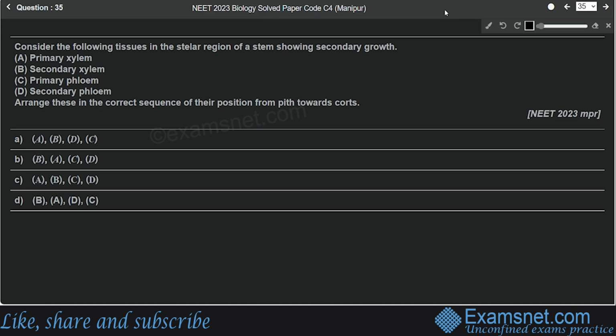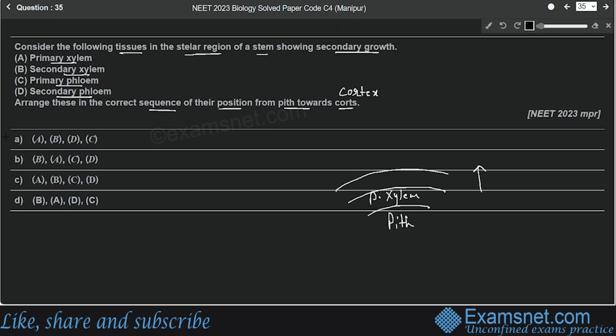Question number 35 is from the chapter Anatomy of Flowering Plants, and the question is, consider the following tissues in the stellar region of a stem showing secondary growth: primary xylem, primary phloem and secondary phloem. Arrange these in the correct sequence of their position from pith towards the cortex. Okay, this is cortex. So if we arrange them starting from pith, if this is your pith, towards the cortex in this direction, then first we'll get primary xylem, then we'll get secondary xylem.